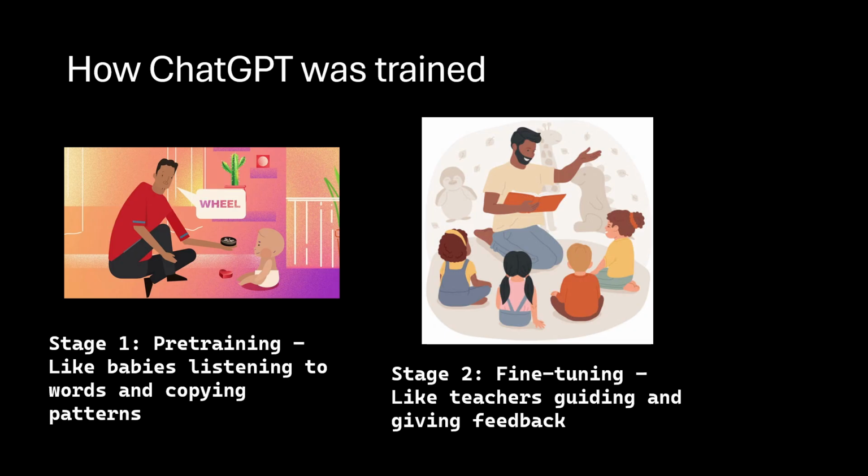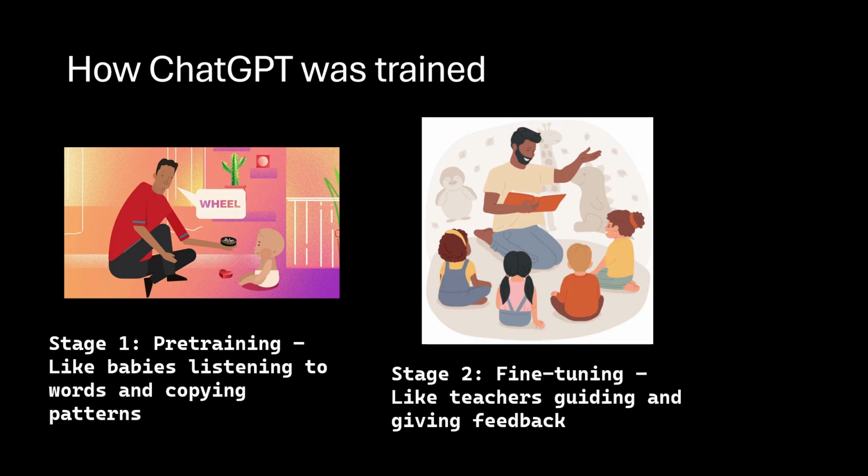This is equivalent to the first pre-training step of teaching machine learning models, like ChatGPT, in which the models listen from a massive amount of text, which usually comes from the internet, and practices predicting the next word and learns patterns of language on its own.